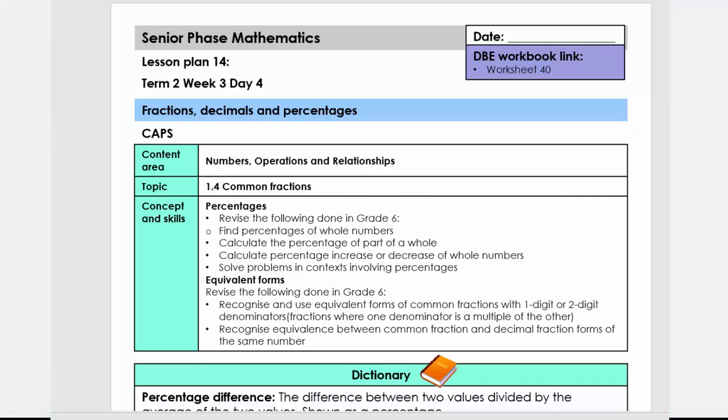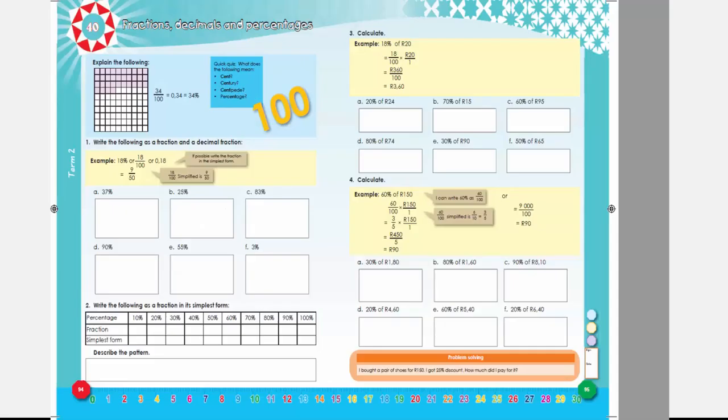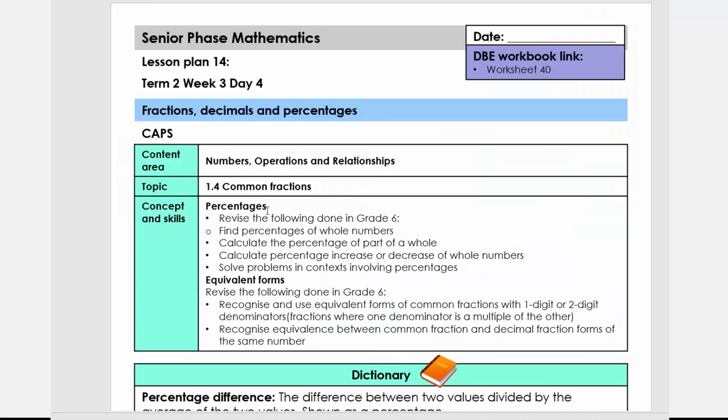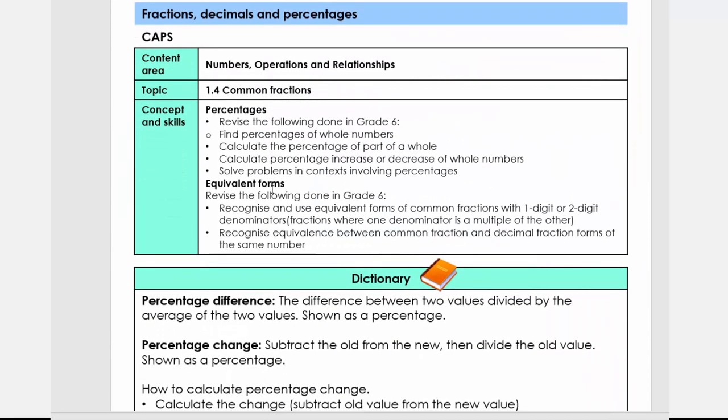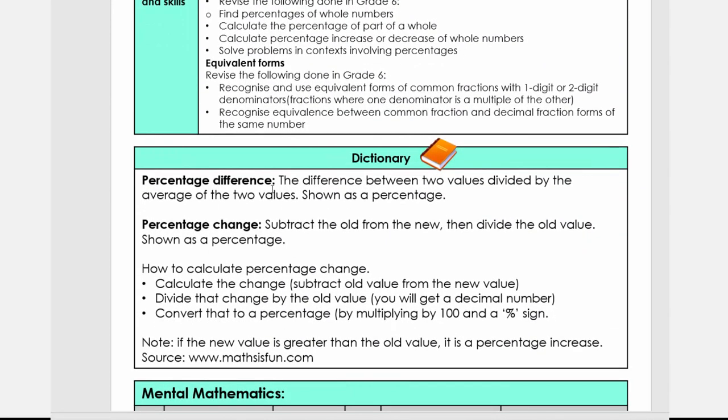Today we're going to do lesson plan 14, grade 7, term 2, and the topic is fractions, decimals, and percentages. It links to worksheet 40 in the DBE book. So that's worksheet 40. And then you have the link to the CAPS. I'm going to scroll down, and here you have your dictionary.